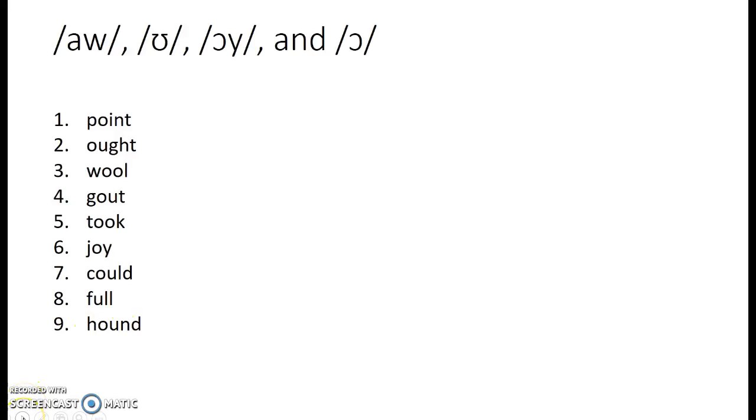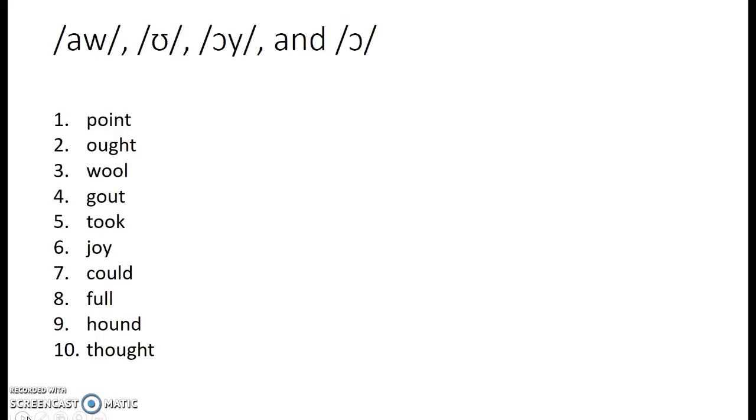Okay, number 10, thought. Thought. Aw, t. So remember that the th sound is represented by two consonants. Then you have aw, and then you have t. But before the t, you've got two consonants that are silent. There it is. This is one of the 7 ought words that you ought to know.